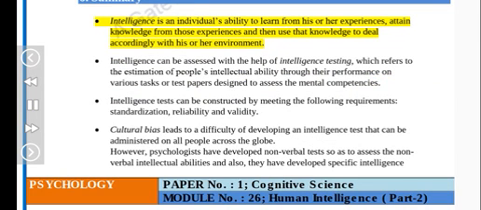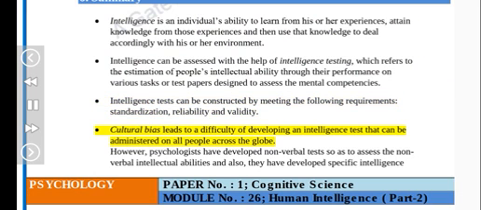Intelligence is an individual's ability to learn from his or her experiences, attain knowledge from those experiences and then use that knowledge to deal accordingly with his or her environment. Intelligence can be assessed with the help of intelligence testing, which refers to the estimation of people's intellectual ability through their performance on various tasks or test papers designed to assess mental competencies. Intelligence tests can be constructed by meeting the following requirements: standardization, reliability, and validity.